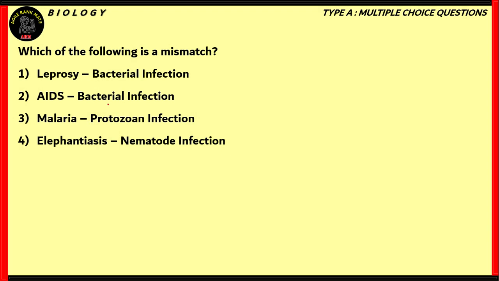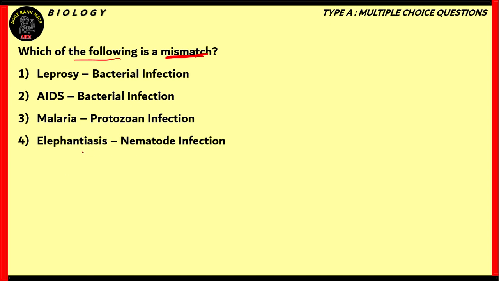Now let's look at the final question for today. Which of the following is a mismatch? Which means that when we look at the options, we need to find an option where the 2 points are not matching with each other. Leprosy, bacterial infection; AIDS, bacterial infection; malaria, protozoan infection; elephantiasis, nematode infection.